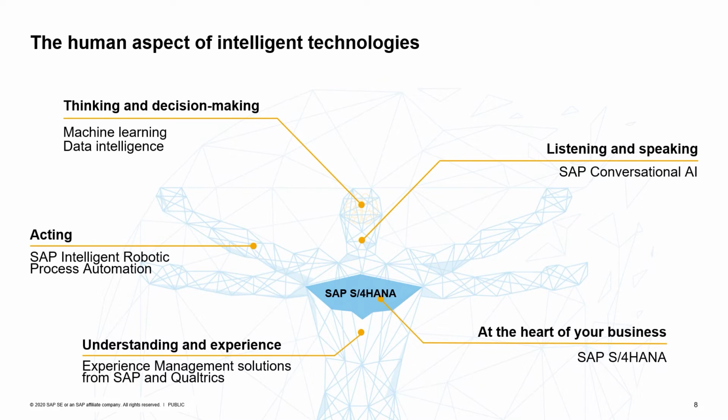As you see in this slide, there are different aspects of intelligent technologies, and we are trying to connect these different aspects of human intelligence in a humane way. Thinking and decision making is one thing where we leverage machine learning. Listening and speaking is the other aspect of human intelligence, where you listen and speak into the system. That is where we leverage SAP Conversational AI. And then acting based out of repeatable steps, that is where you leverage robotic process automation.